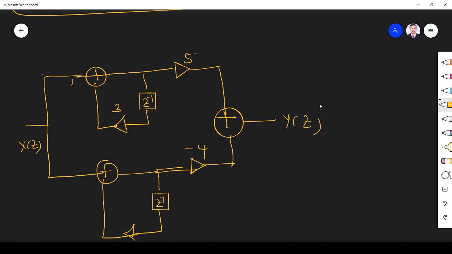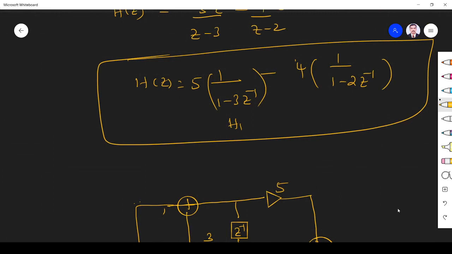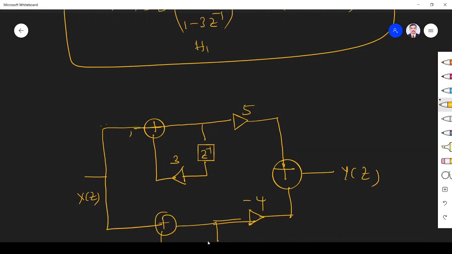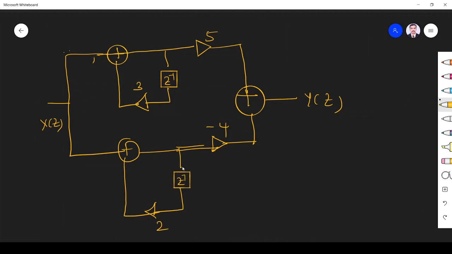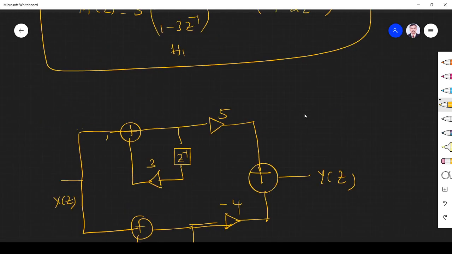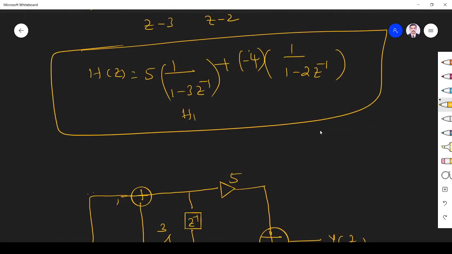This is the parallel form. For 1 by 1 minus 2z inverse, we know this formula. The multiplication factor here is 5, so here also 5, and it is minus 4, so I put minus 4. Here you see, after taking the partial fraction, you can directly draw.